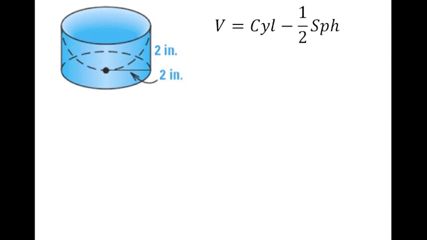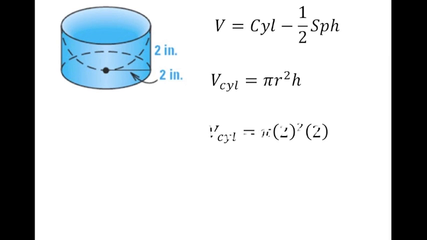So the first formula I'm going to talk about is the cylinder formula, and that's pi r squared times height. Plugging in our numbers, we have pi times 2 squared times 2. 2 squared is 4, times 2 is 8. So the volume of our cylinder is 8 pi. And for right now, I'm going to leave my volume of the cylinder in terms of pi. I'm not going to plug pi in until the very, very end.